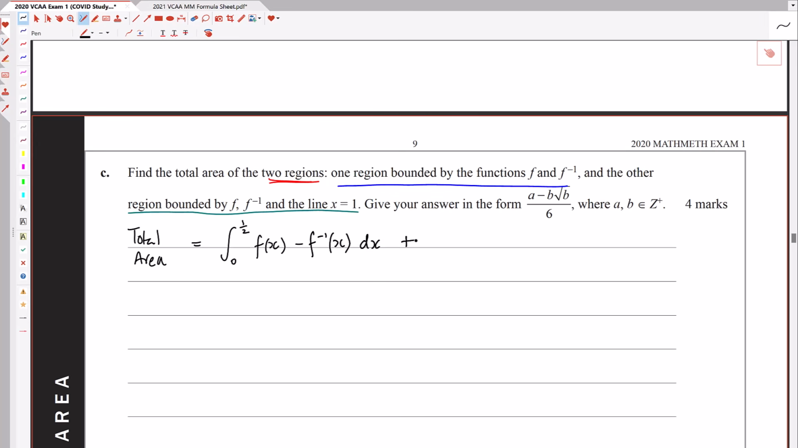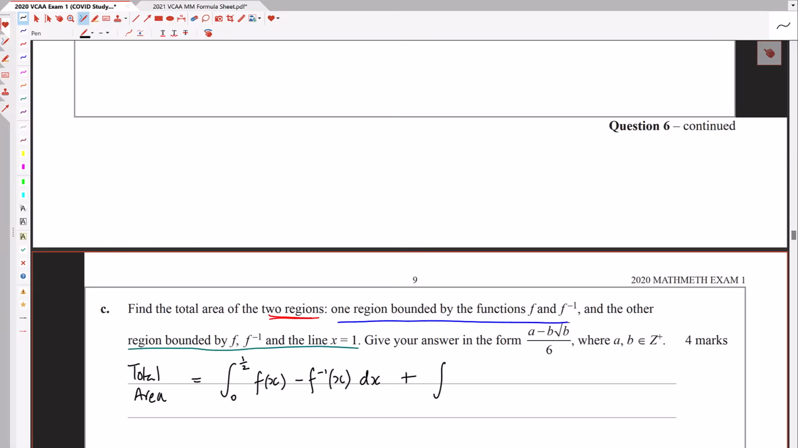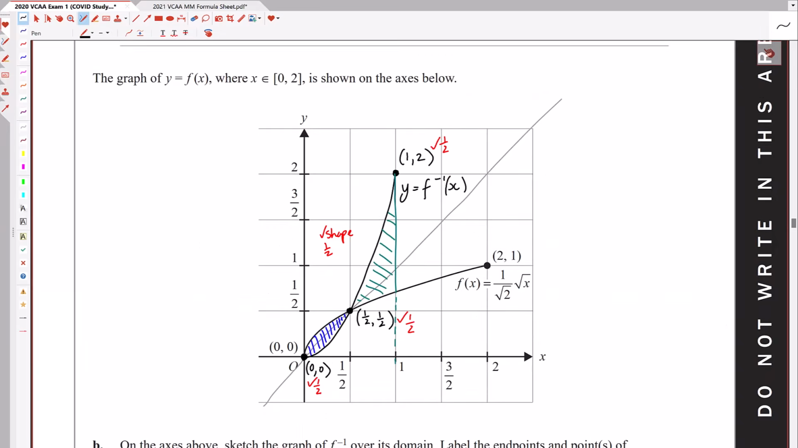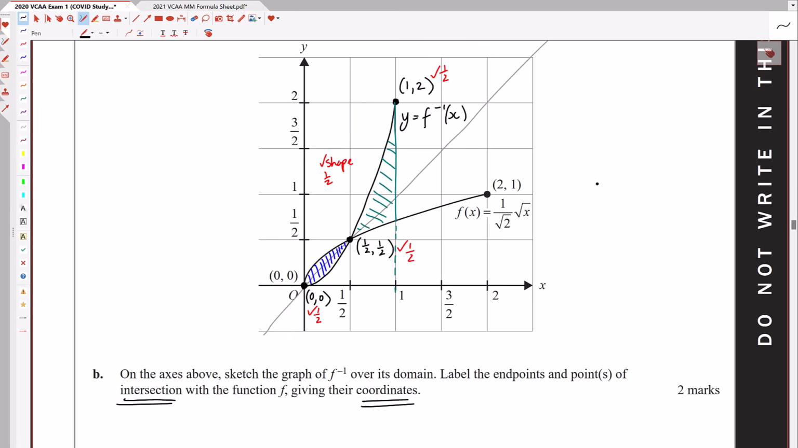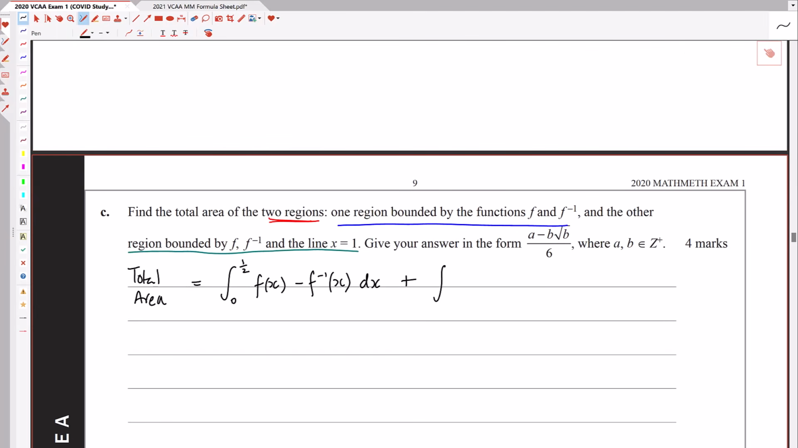And then we're going to need to add that together with the second region, which isn't too complicated because it is still just an area between 2 curves. We're integrating from 1/2 to 1. The top function this time is the inverse and the bottom function is the original. We're doing that from a half to 1.